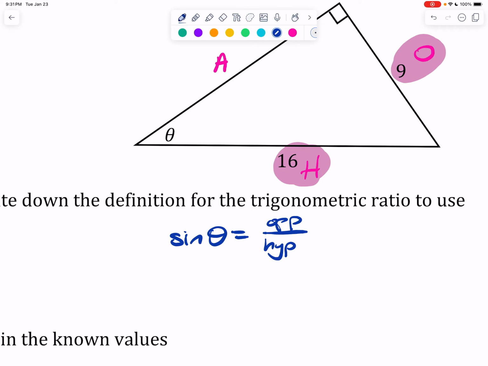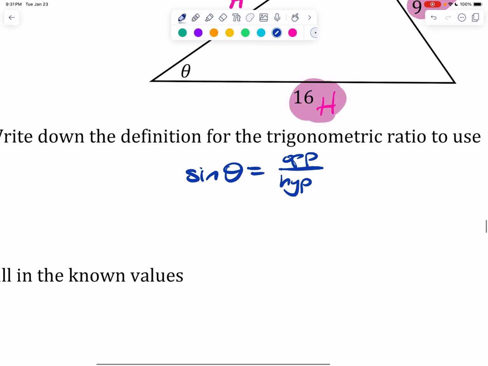And for that statement, we know some stuff, right? There are some known values here. We don't know what theta is. That's unknown. But we know what the opposite is, and we know what the hypotenuse is. So we fill those in.